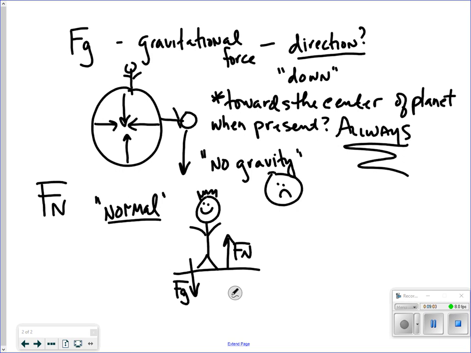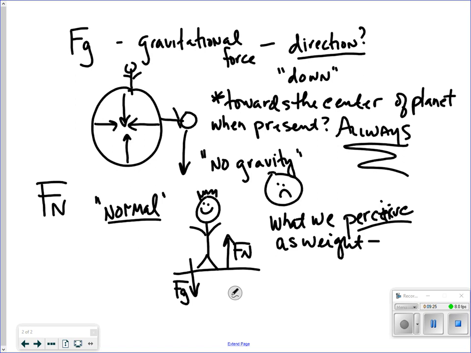Right? So how do I get weightless? Well, all you have to do is take the floor away. Right? So what we perceive as weight, it's really the normal force. The easiest way to make me weightless is to cut a hole in the floor. Right? As soon as I start to fall, I'm going to be weightless. But I'm not weightless because I'm falling down towards the center of the Earth. Okay? So let's keep in mind, normal force is important for us to consider ourselves weightless.